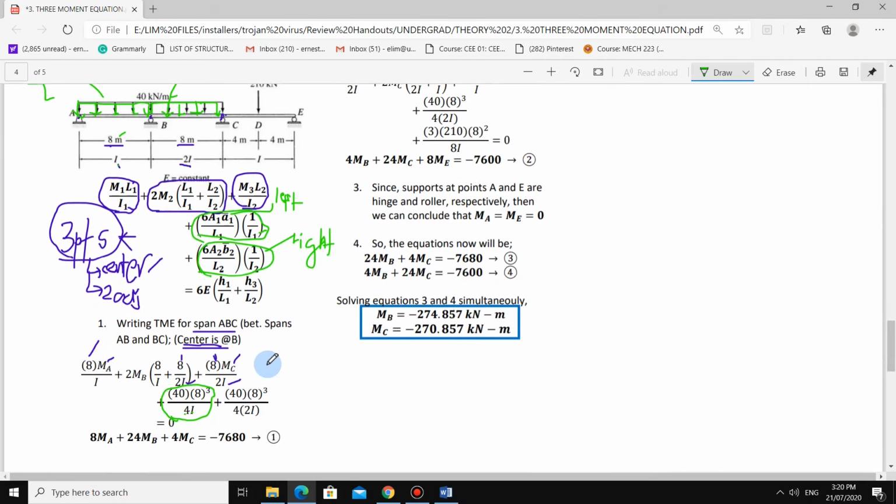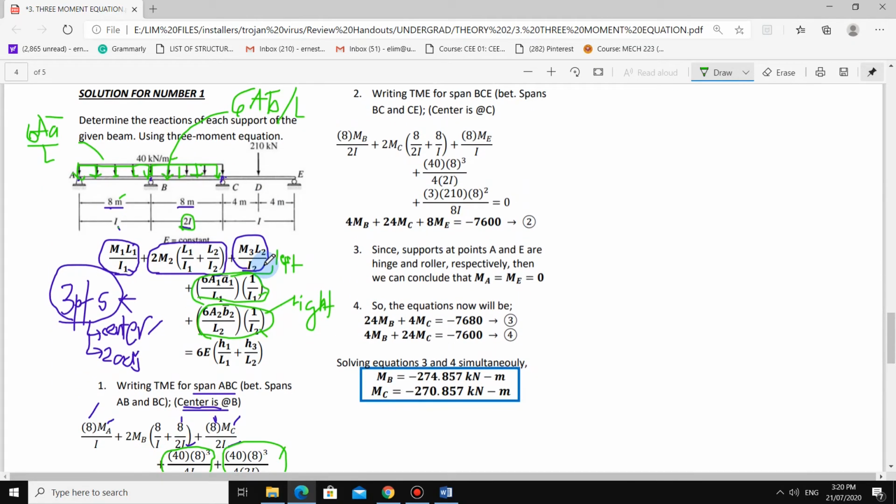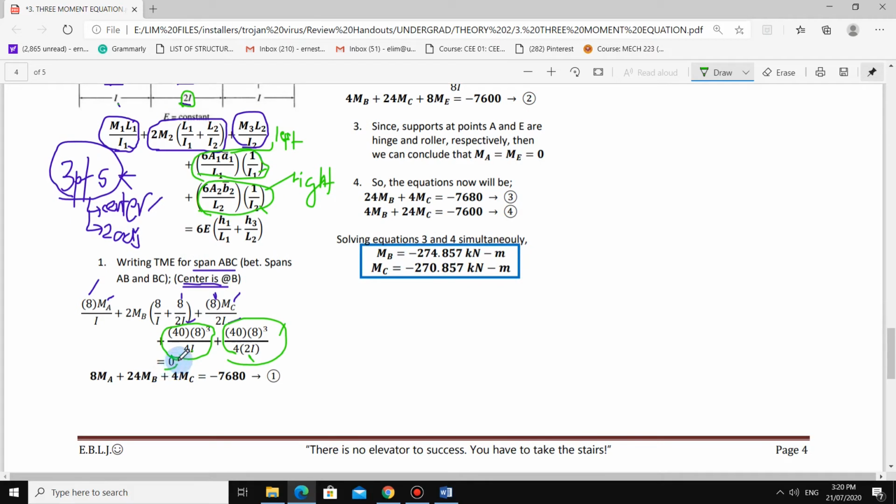The only difference is the 2I. I2 is 2I. So 2I is used here. Watch out for your moment of inertia, because in your examples it will vary. So that is the term due to loads. And since the problem does not mention any support settlements, the supports are unyielding, so the right side is automatically 0.